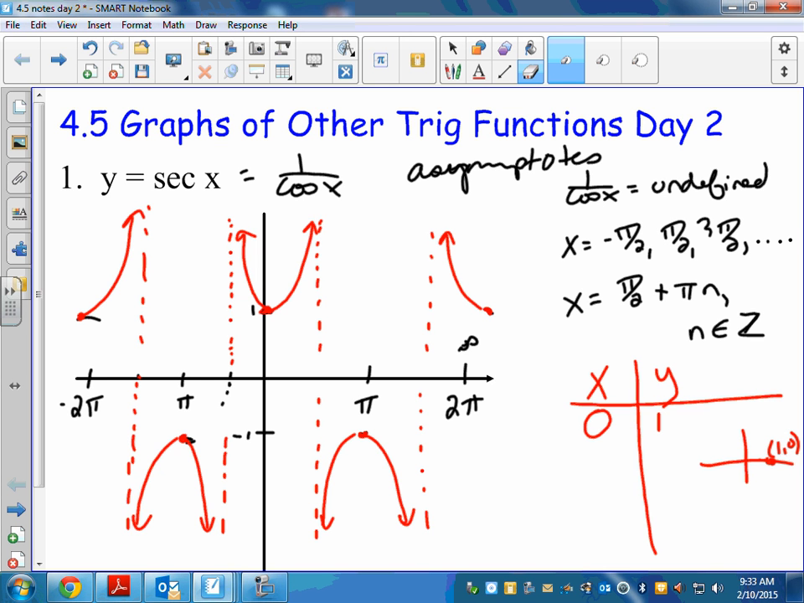What do you think cosecant is going to look like? The same thing, except for different asymptotes. Still going to be the reciprocal of sine, which is, as Oliviero says, flipping over the parabolas.